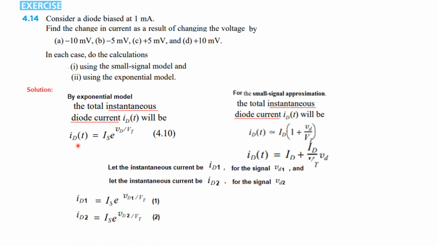So from here we can write ID1 is IS, and for VD we are writing VD1, this one. And the second equation, ID2 is IS with VD2 over VT, this two. So these two equations we have got here for the exponential model. And similarly for the small signal model also, we have ID1 and ID2 by using these two voltages, VD1 and VD2.